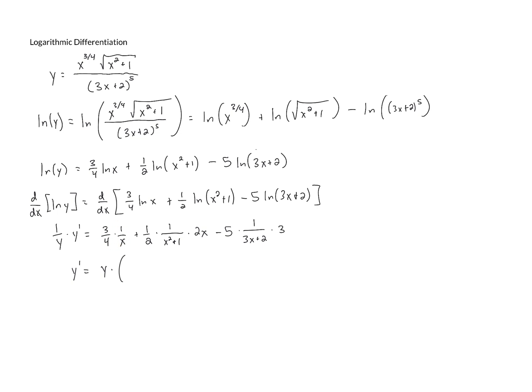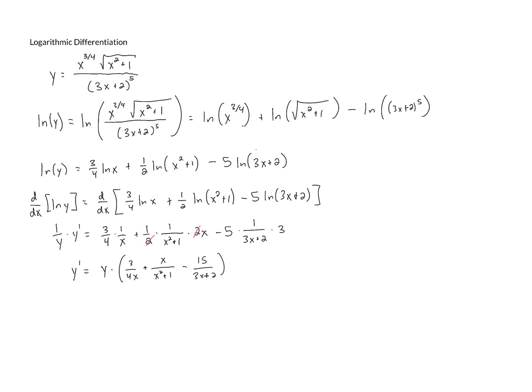3/4 times 1 over x is 3 over 4x plus, well, we can see that the 2's are going to cancel for this middle bit because we've got 1 in the denominator and 1 out front. So that leaves us with x in the numerator over x squared plus 1. And then minus 5 times 1 times 3 is 15 over 3x plus 2.